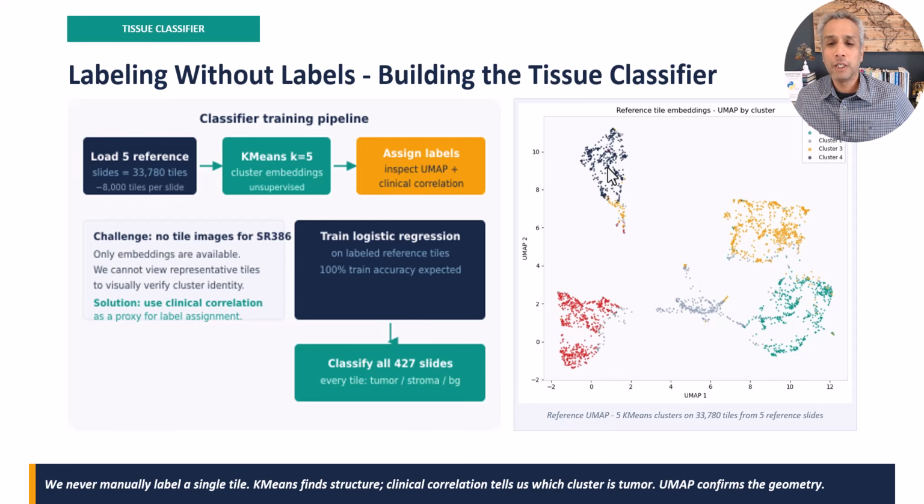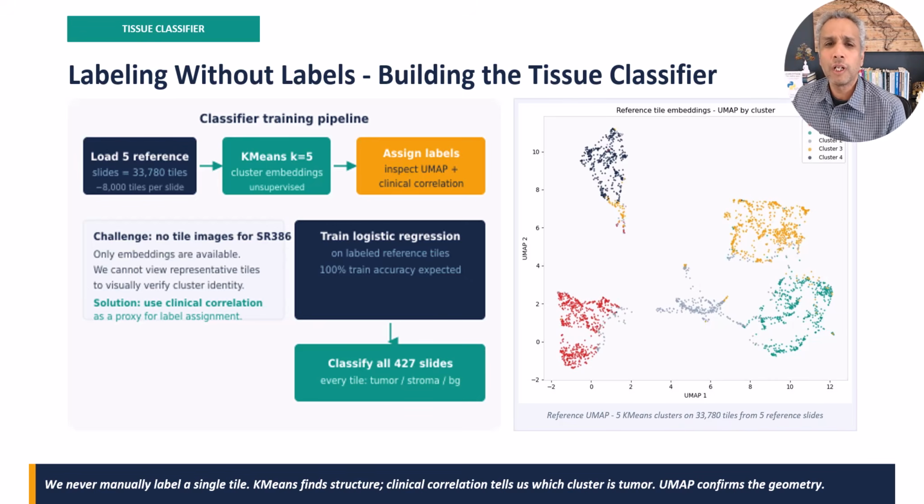In fact, let me go ahead and mention the approach. We are going to use clinical correlation as a proxy. Since we don't have images, we are going to use the clinical correlation. We have the clinical correlation information here. We predict the cluster assignment for all the 427 slides. Once we use clinical correlation as a proxy to say, okay, this is our tumor, this is our background or whatever, you train the logistic regression model. And then you classify all 427 slides. That's pretty much it.